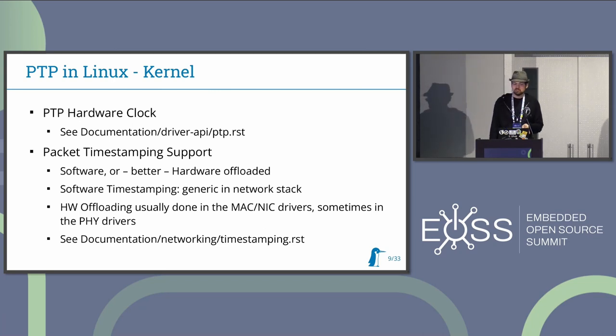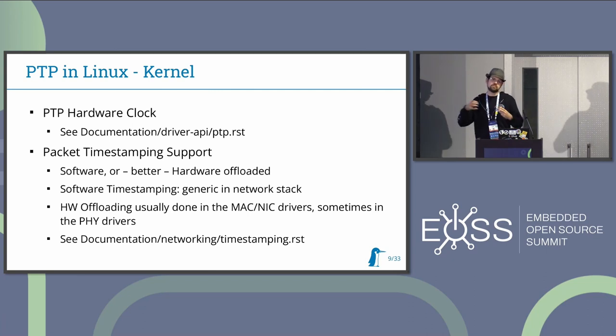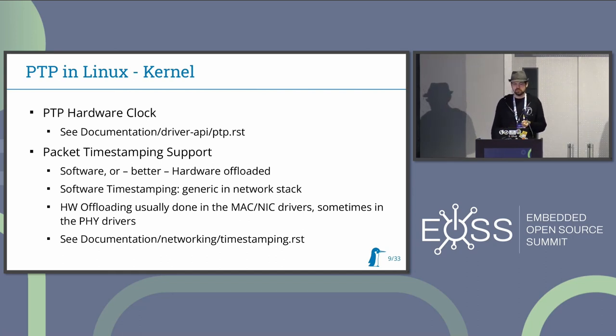For how PTP is implemented in Linux, there's a general abstraction, the PTP hardware clock, that basically describes an abstract clock that can be tuned. This is usually used with hardware-offloaded packet timestamping. Most of the time you use the hardware-offloaded version because it gives much better performance. And usually Ethernet MACs nowadays have support for actually telling you when a packet is sent or received. They usually use that PTP hardware clock abstraction. I put the documentation links in the presentation so you can read in the kernel docs if you're interested in how that is implemented and how the abstraction looks exactly.